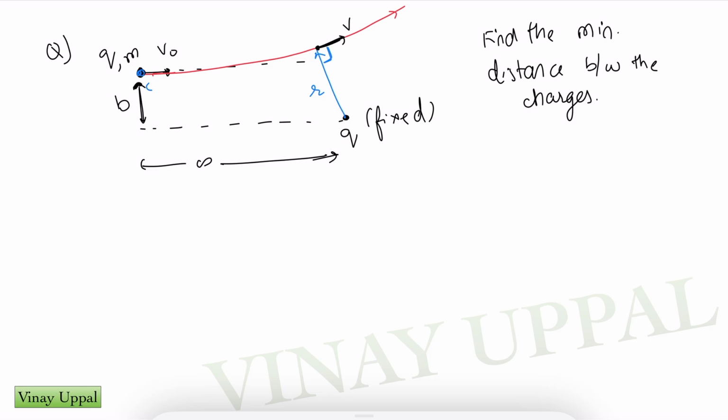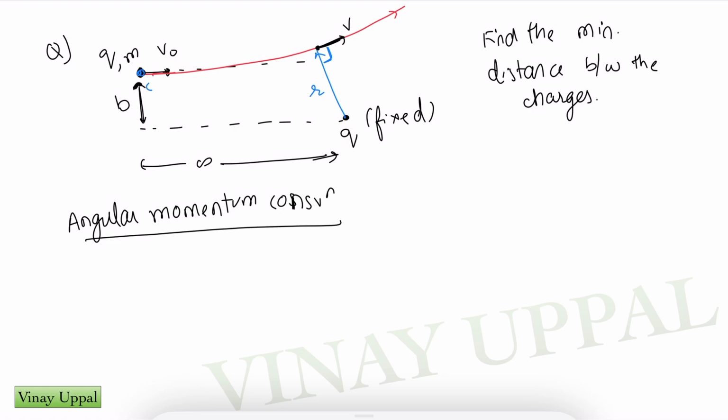So let's write the equation. Let me first write angular momentum conservation. Initially the angular momentum would be the momentum times the perpendicular distance, which is b. So m v naught b, and finally it would be m v r. This angle is 90 degrees. This is one equation. And the other equation is energy conservation. So from the first equation I get my velocity as v naught b by r.